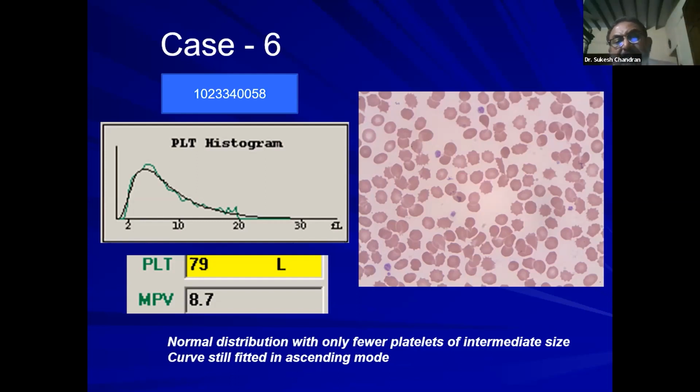Even if I look at the peripheral smear, you can see there are a few large platelets. It is not that everything is normal platelets. There are large platelets, but the histogram has accommodated them. And even if I do a manual platelet count, it is not going to improve the platelet count.